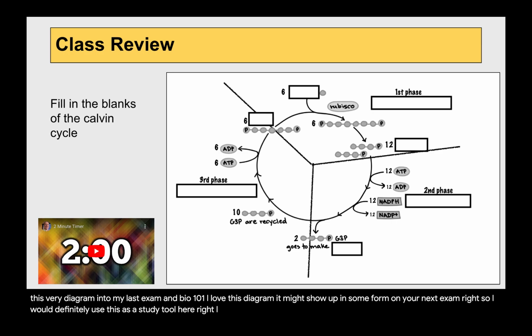I want you to fill in the blanks. What is missing from this diagram? And then we will go over it.